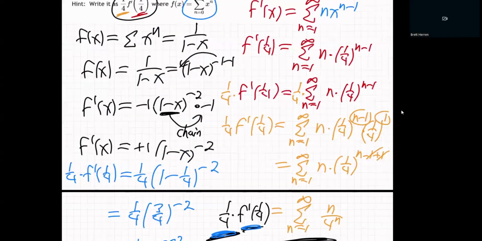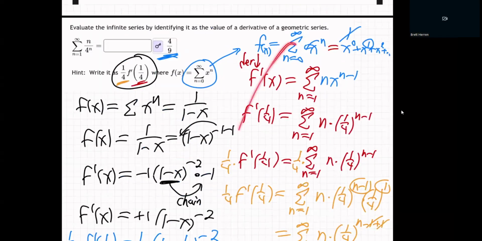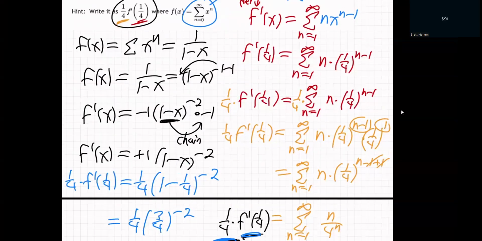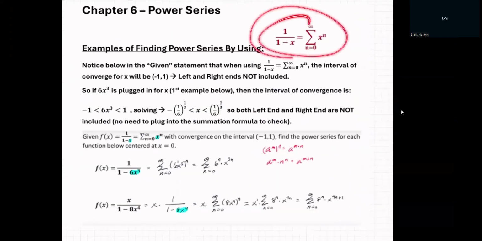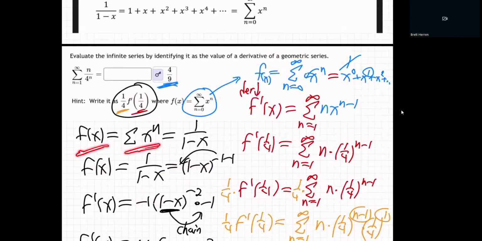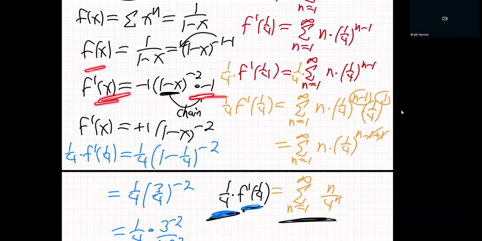That's the answer that they had up here. So do you see what we did? We really didn't need to do all this. We could have just followed their hint. They're telling me 1/4 times f prime of 1/4 will be my thing. So I did f prime. And we had to go back to the geometric series form. You have to know what the sum of x to the n equals. That's really important. That's in the notes: 1 over 1 minus x. So I said this f, which is the sum, is 1 over 1 minus x. So I took the derivative, and then I multiplied 1/4 in the front and plugged in 1/4.